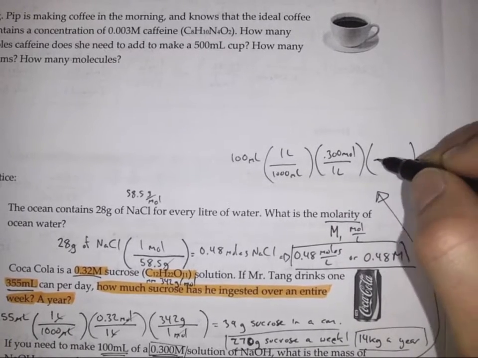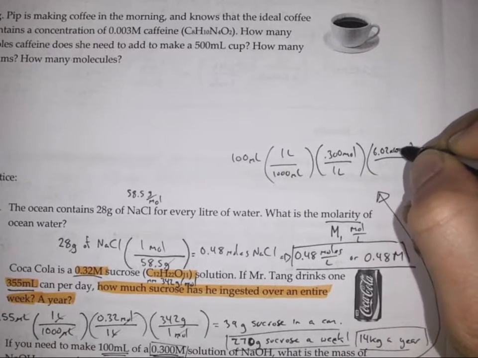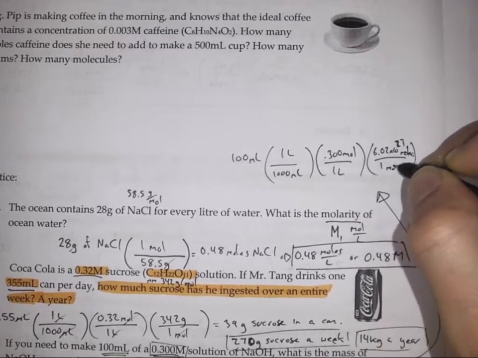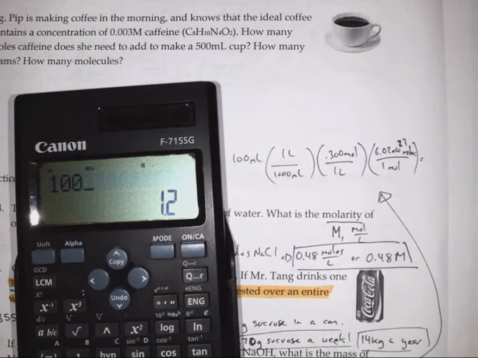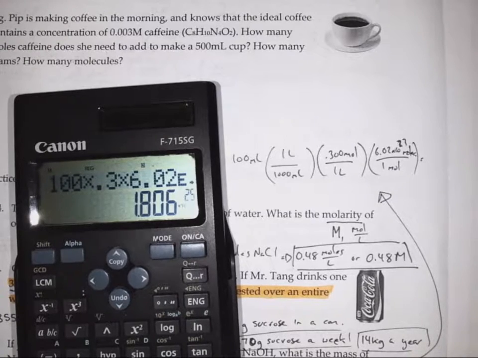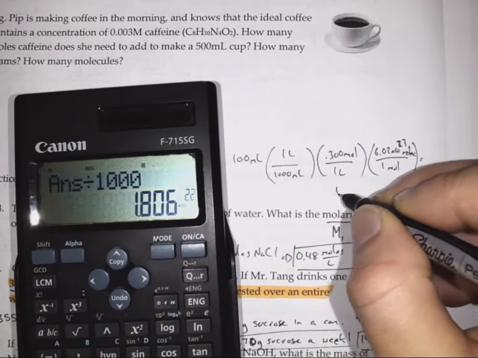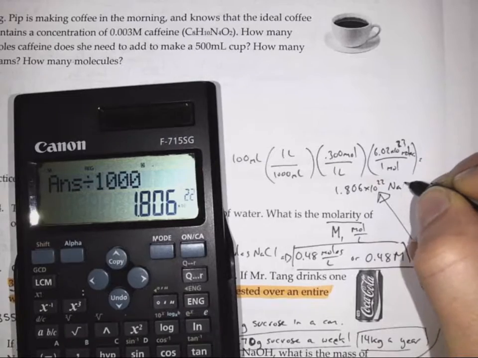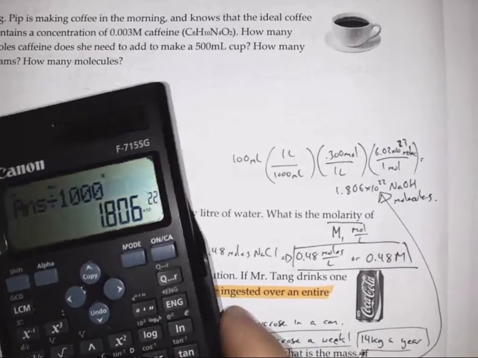Now, I know the number of moles I have. I can convert that into molecules, which is 6.02 times 10 to the 23 molecules over 1 mole. And I'll find out what we get here. 100 times 0.3 times 6.02, that's divided by 100,000. And we get 1.806 times 10 to the 22 sodium hydroxide molecules. Okay.